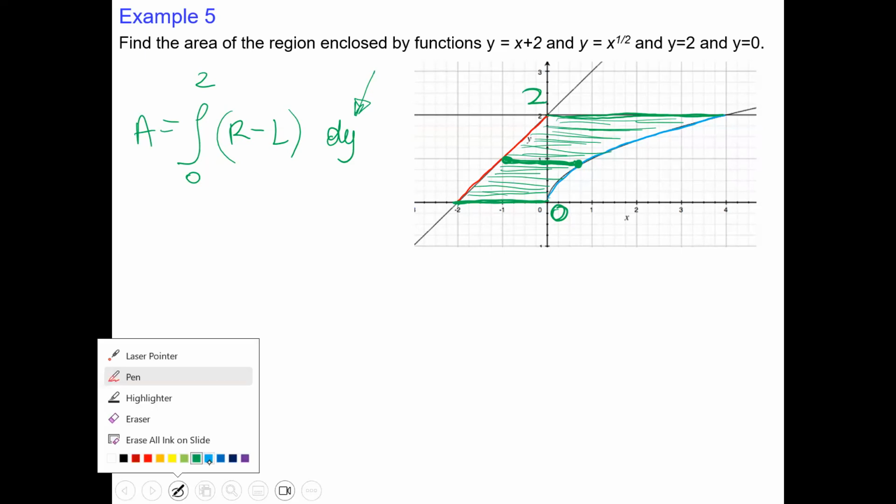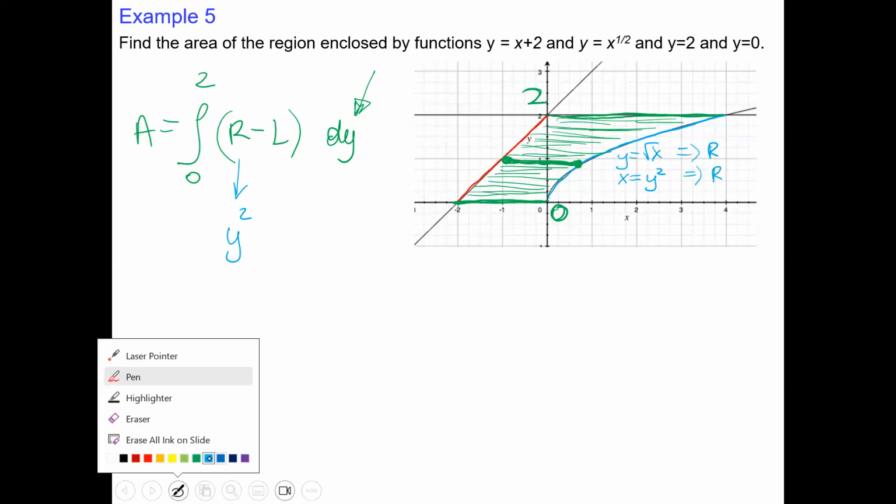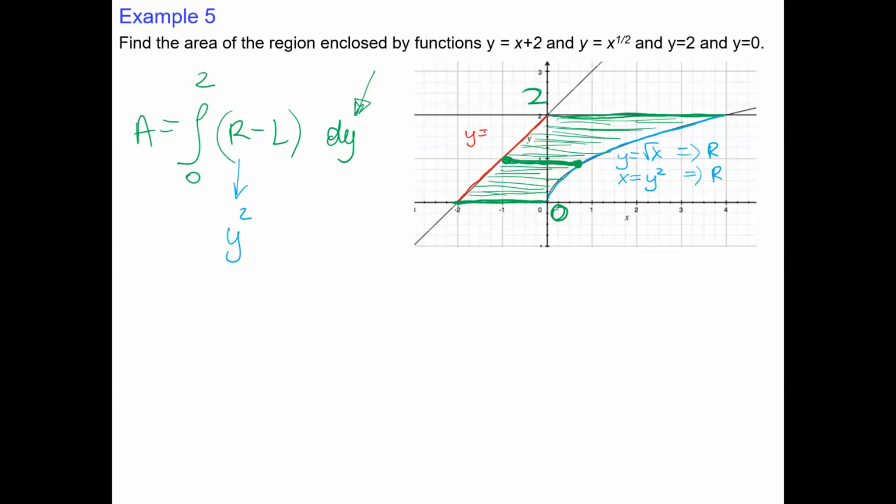The right-hand side curve is equal to square root of x, but we need to solve for x to get the y expression. That means the right curve is y squared. We solved this one, and this will represent the right-hand side curve. The left curve was defined as y in terms of x. Now I need x in terms of y, which is just y minus 2. Am I right? This one will be y minus 2.